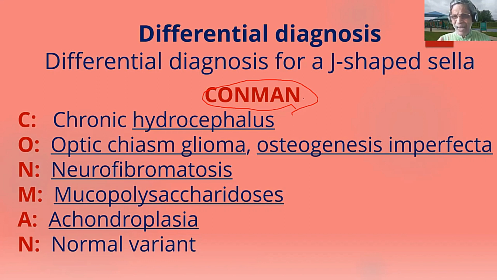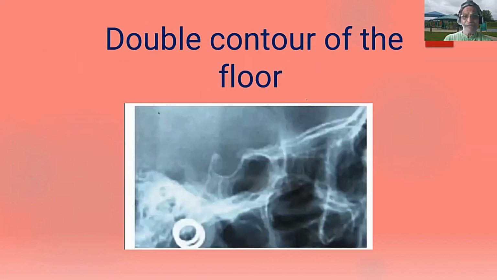One more thing, we can have a double floor sella, double contour. It's called double floor sella. Of course, the reasons are not given. Just know this for our purpose. There is a condition called double floor.